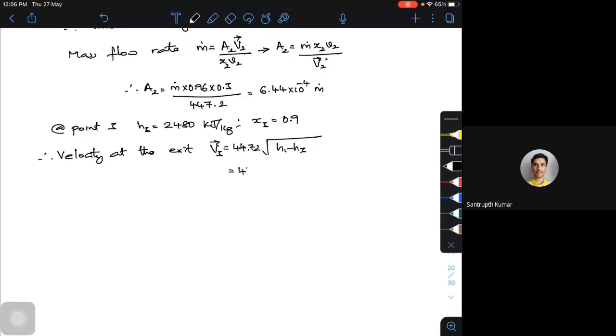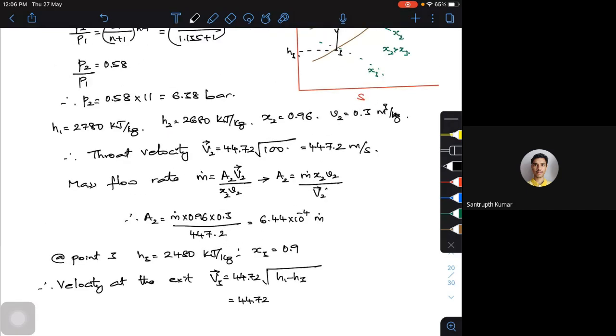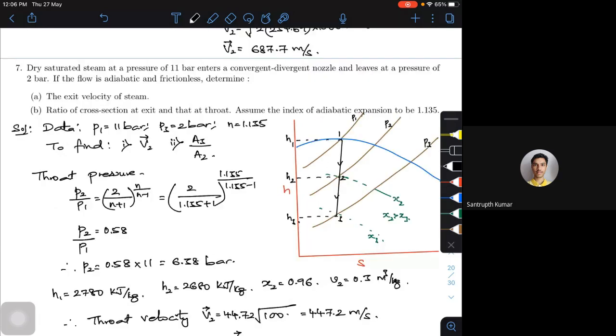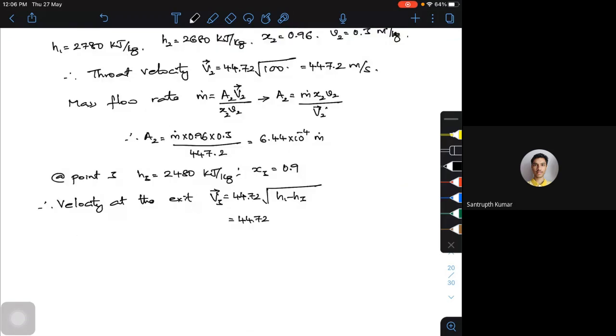Sir, there should be V2 square added also, no, sir? Added to the root? No. Why V2 square? I am trying to find the velocity between entry and exit. Why should we add V2 square? You are not supposed to add V2 square, because it is in the flow direction.